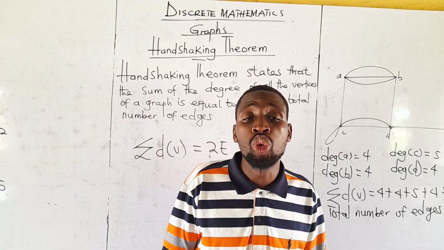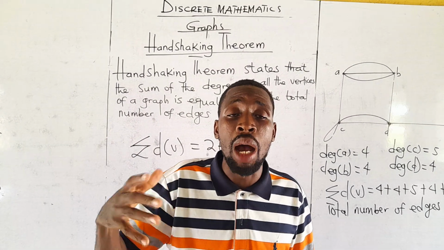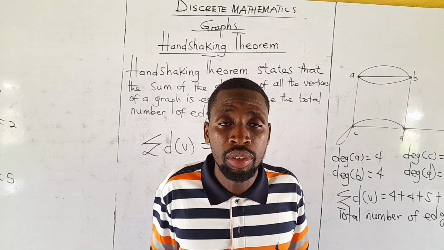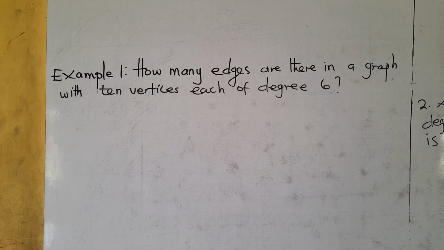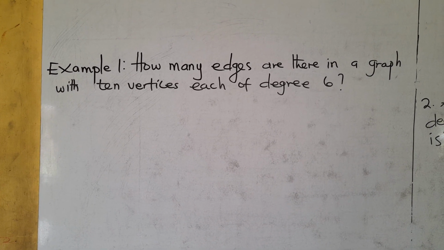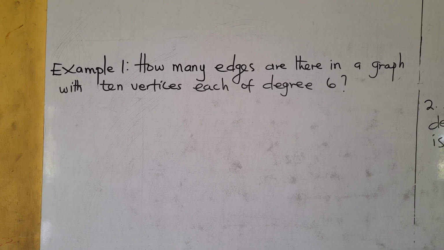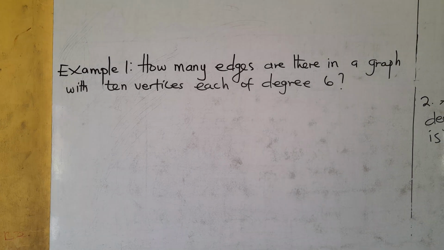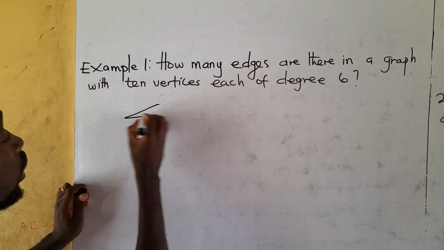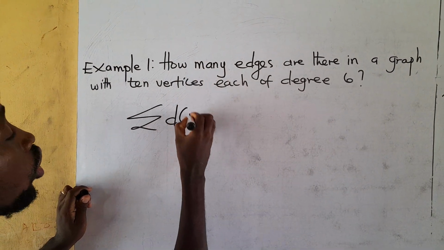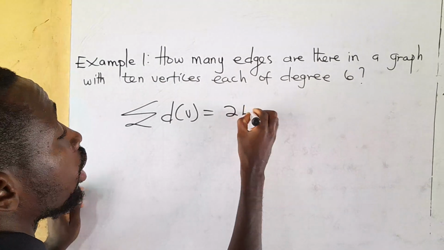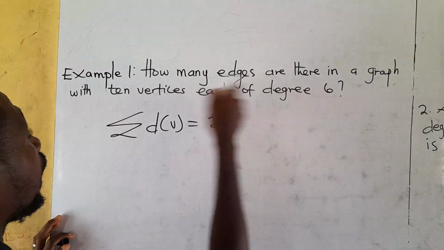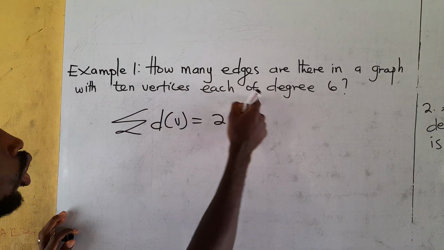Now, we'll learn how to apply the handshaking theorem to solve some sample problems. So let's look at our first example. They say, how many edges are there in a graph with 10 vertices, each of degree 6? So how are we going to do that? Remember, the handshaking theorem says that the sum of the degrees of all the vertices is equal to twice the number of edges.